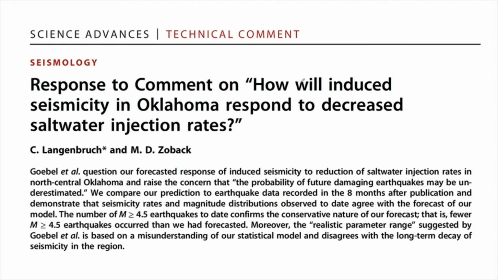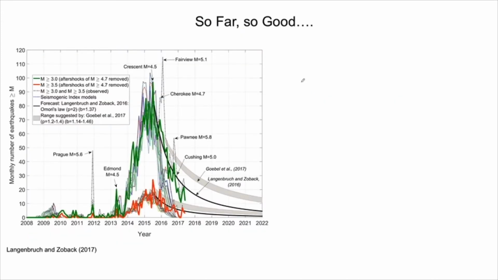Now, our results were challenged, saying we're basically being too nice to the oil companies, and that the probability of future damaging earthquakes was being underestimated, okay? And basically, it was proposed that not the black line here, our proposal based on Omori's law, but something more like this gray line would be more reasonable. Many more earthquakes between 2017 and 2022 than we are predicting.